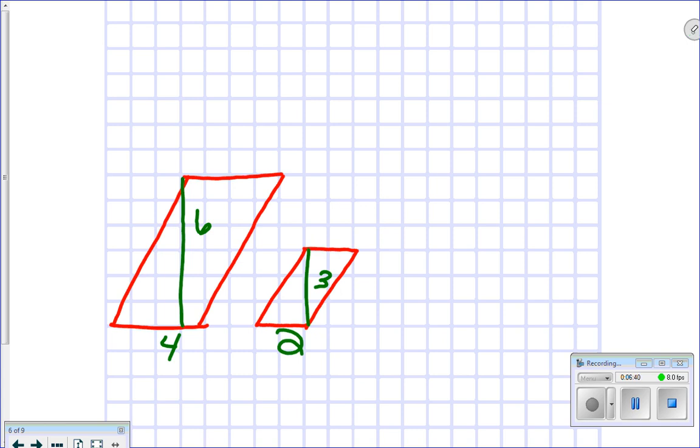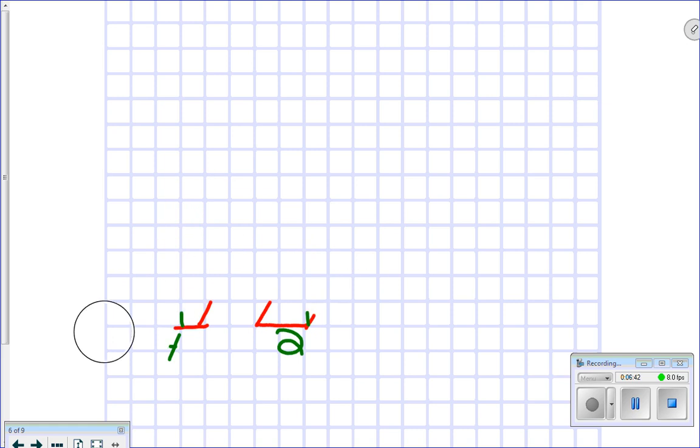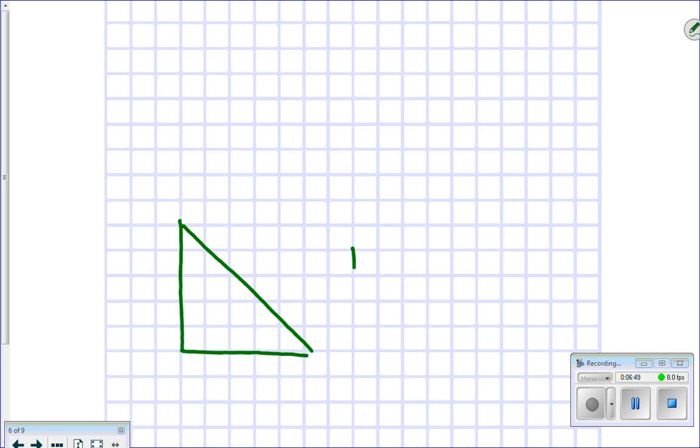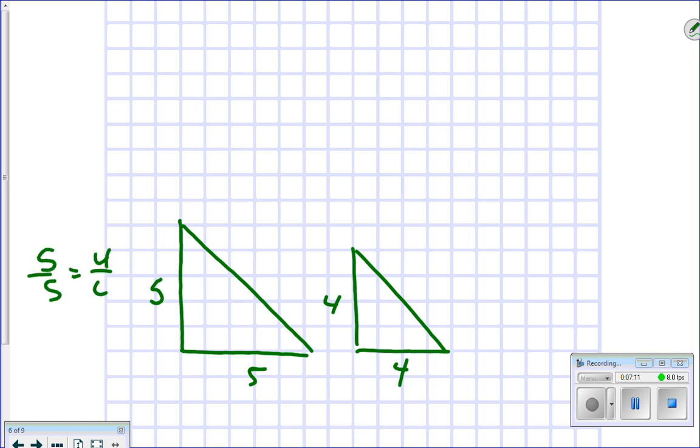Okay, let me show you another one quickly. So if I have a triangle, another triangle. What is this? 1, 2, 3, 4, 5. And this is 1, 2, 3, 4, 5. And this is 4. And this is 4. Similar? Yeah, they're going to be similar, because if I line them up, 5 over 5 equals 4 over 4, 20, 20. Or they reduce to 1.